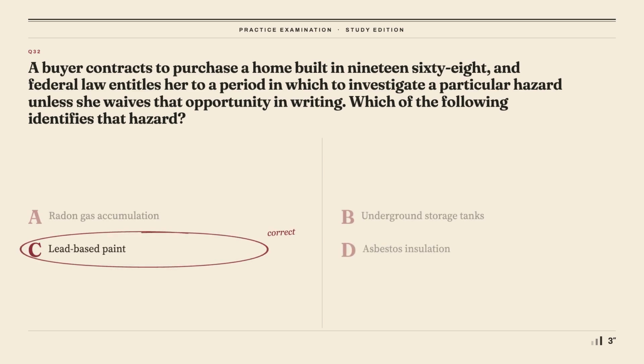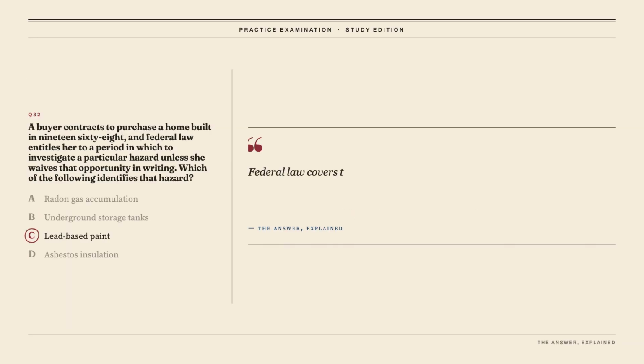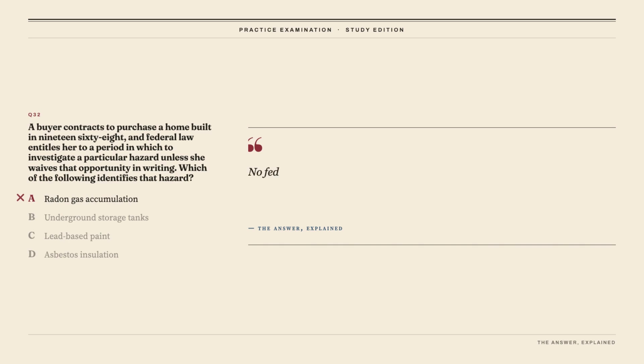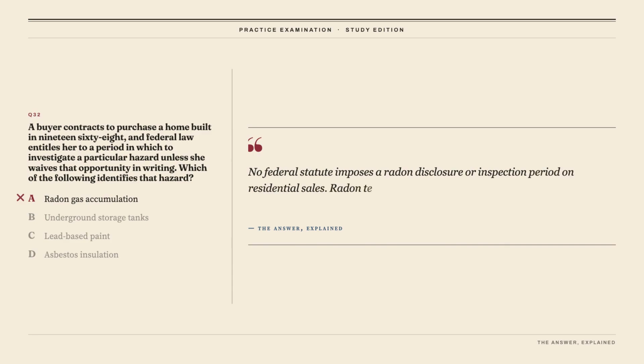The correct answer is C. Lead-based paint. C is correct because federal law covers target housing built before 1978, requiring the disclosure pamphlet, a warning statement, disclosure of known hazards, and a 10-day opportunity to inspect that the parties may waive. A is wrong because no federal statute imposes a radon disclosure or inspection period on residential sales.